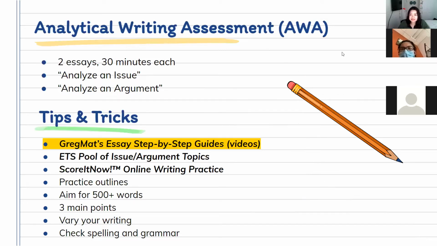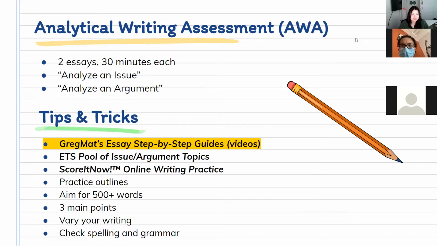And then let's get into the first section that you'll be testing on, which is the writing part, so the essays. So basically you have 2 essays, you get 30 minutes to write each of them, and they're all gonna be from these 2 prompts or styles, I guess. So the first one is the issue essay.